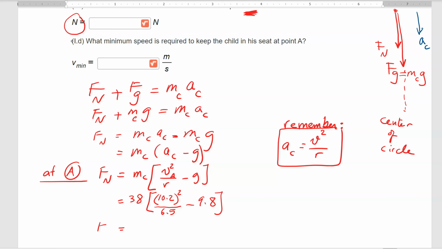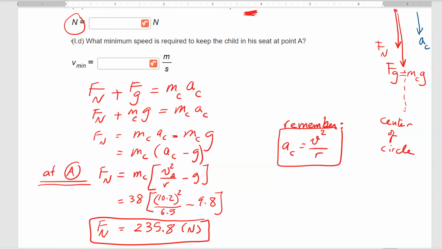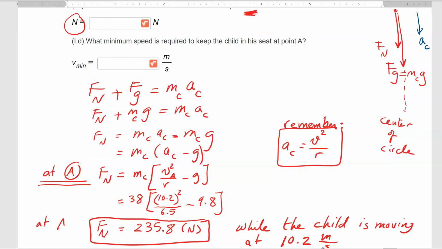And if I plug all of this into my calculator, Fn at point A ends up being, according to the numbers that I have on my screen, 235.8 newtons. This is, of course, while the child is moving at that particular speed they told us, 10.2 meters per second. So this is at A. Okay? So that's what would go into this box over here.